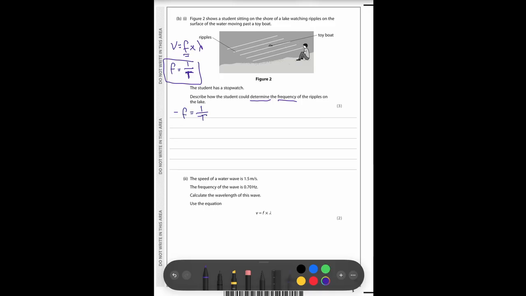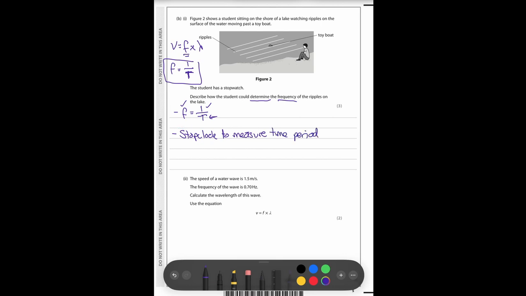Now I've got to have a look at the equipment still. So frequency is what I'm looking for, that's sorted. 1 is 1, that's sorted. How am I going to get the time period? So I know that I'm going to probably use a stop clock to do that. So stop clock to measure time period.